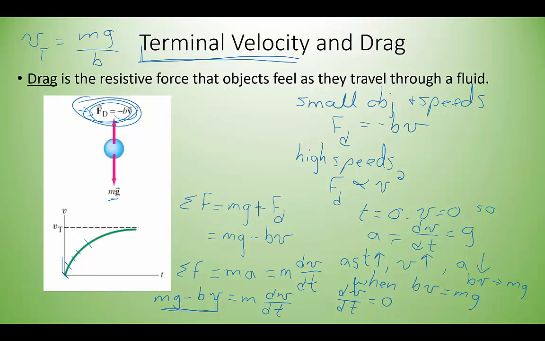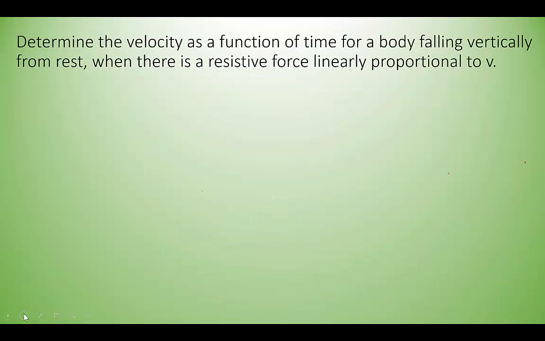So we could calculate what our terminal velocity is if we know that constant that is related to the drag force. So let's actually do that now. Let's go ahead and come up with an equation that shows us that the terminal velocity is in fact mg over b. So determine the velocity as a function of time for a body falling vertically from rest when there is a resistive force proportional to v.